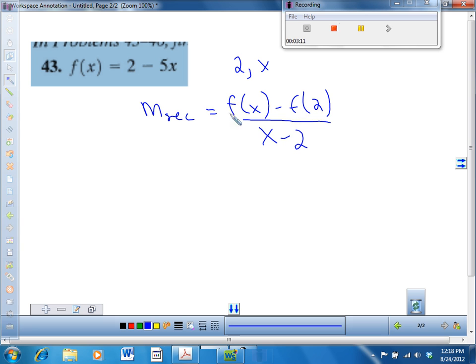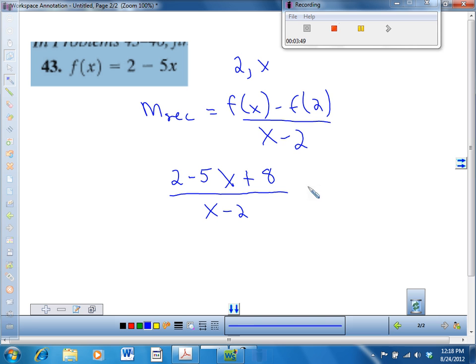And so f of x, in this case, is just what it is right there, 2 minus 5x. And f of 2 is what you get if you plug 2 into here. If you plug 2 in, you get 2 minus 10, which is negative 8. So we end up getting minus 8, which becomes plus 8. You understand that? Because it's f of x minus f of 2, and f of 2 is negative 8, right? And then over x minus 2.